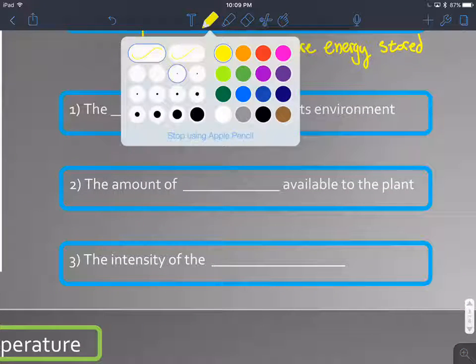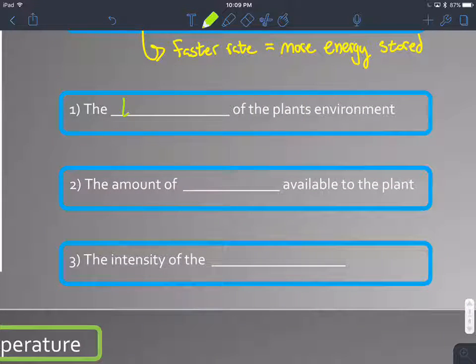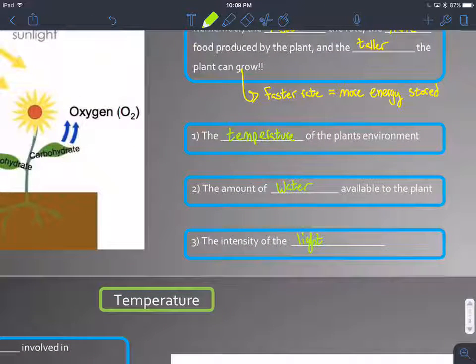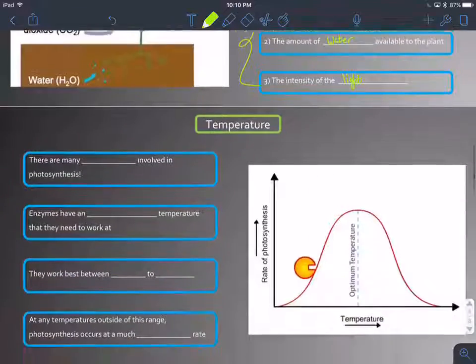Our first factor is going to be the temperature of the plant's environment. How hot or cold is the environment the plant is in? The amount of water available to the plant, and then lastly, the intensity of the light. Okay, so these are our 3 factors. All right, and we're going to go deeper into these right now.